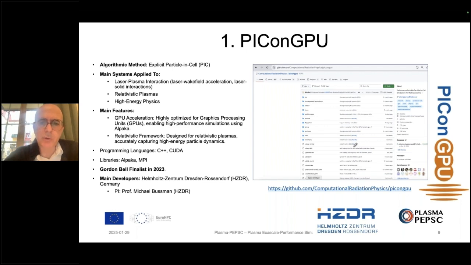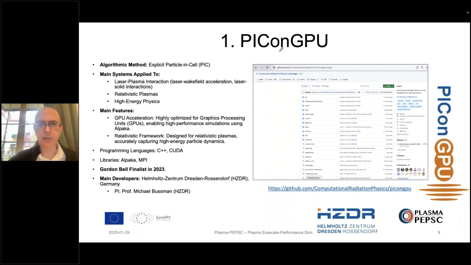I will provide you more detail after I give you a more visual understanding of their functioning, and I will give more of a computer science aspect. So I will skip the physics and science part and focus on the advancements and the characteristics of the codes in the Plasma-PEPSC Center of Excellence.